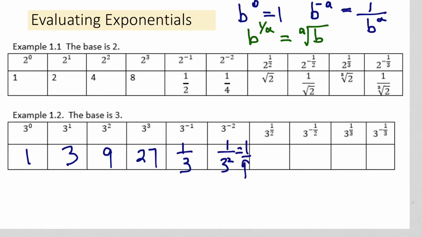3 to the 1/2 means the square root of 3. 3 to the negative 1/2 means bring the square root of 3 into the denominator. 3 to the 1/3 means the cube root of 3. 3 to the negative 1/3 means bring the cube root of 3 into the denominator.